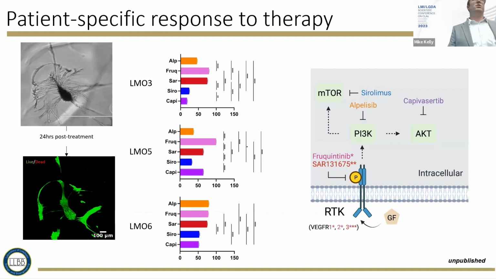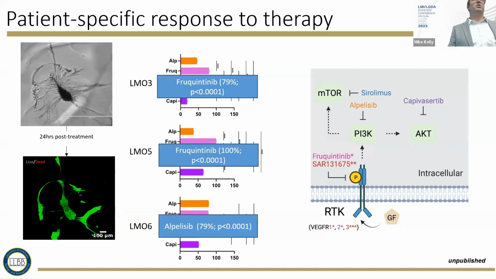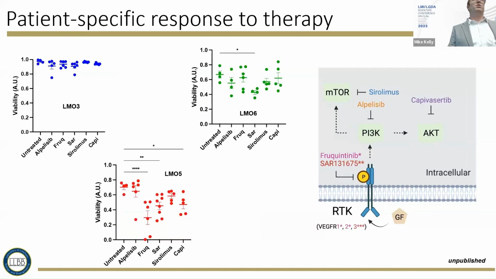And we really had 3 classes of inhibitors. So we had 2 different inhibitors of phosphorylation of the growth factor receptor. One is specific to VEGFR3, sorry, and one blocks VEGFR1, 2, and 3. And then, of course, we did sirolimus, alpelisib, and then capivasertib. And what's interesting is we see statistical differences between patients. And then this is just one example of, with each patient, which inhibitor was the most effective at really reducing sprouting within, again, a 24-hour period of treatment.